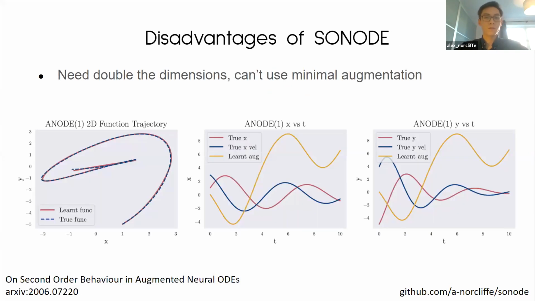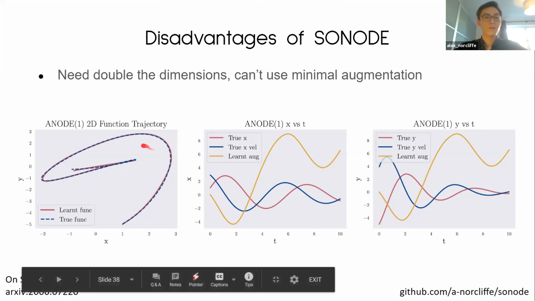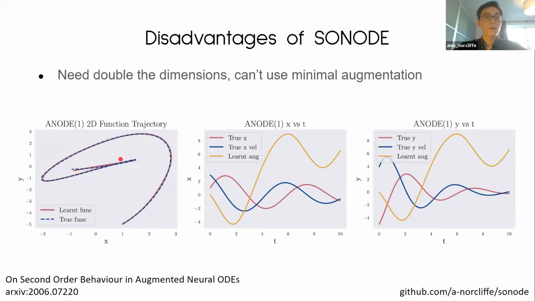But what are the disadvantages of SONODE compared to ANODE? Because I'm not going to claim they're perfect. You need double the dimensions, and so you can't use minimal augmentation. As I said, for a SONODE, you need each dimension for the position and then another set of dimensions for each velocity, so you always need double. Whereas we saw in ANODE that you can represent the function with less than double. And so it's not as efficient across dimensions.